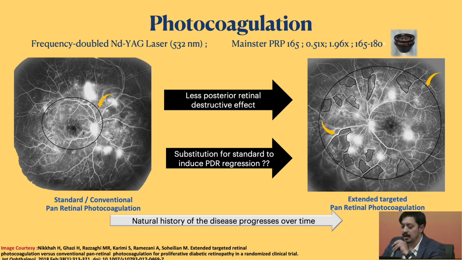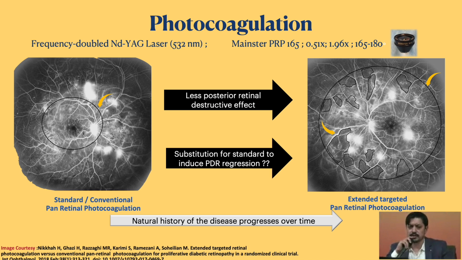Nikka et al., in their study, published on extended targeted PRP. What does extended targeted PRP mean? We target only the areas in the mid periphery of the retina which have the CNP areas, which can be seen in the left picture as those closed spaces. Nikka et al. targeted those CNP areas, and at the same time did a PRP outside the mid periphery, extended till the ora serrata, and found a reduction in the progression of proliferative diabetic retinopathy, and it was less potentially destructive.